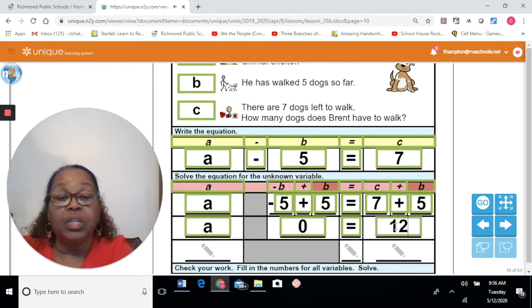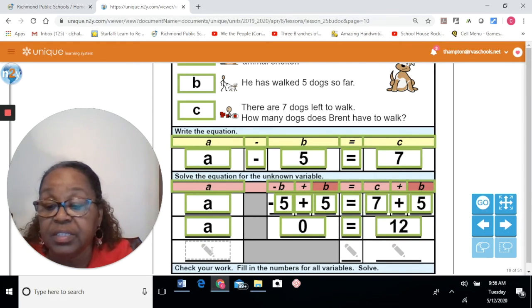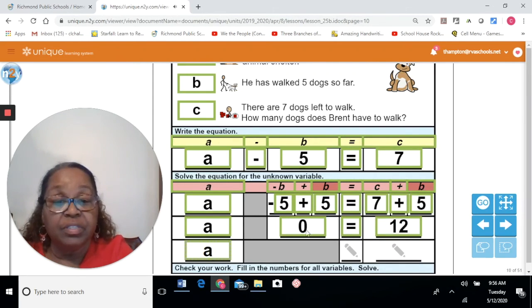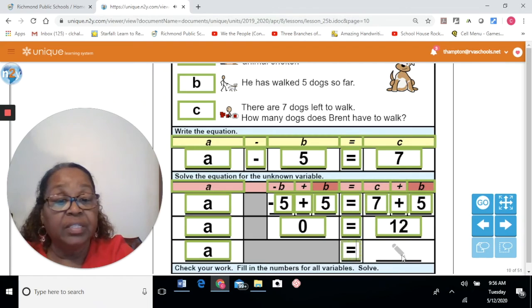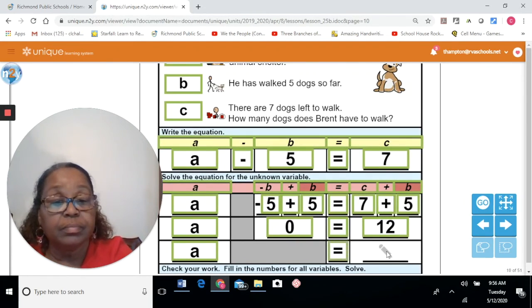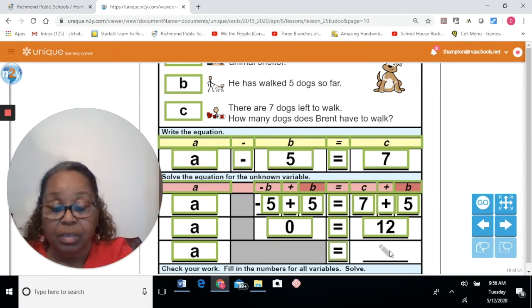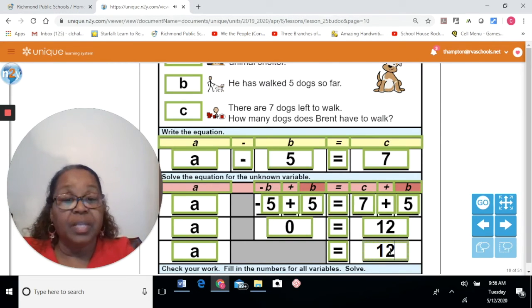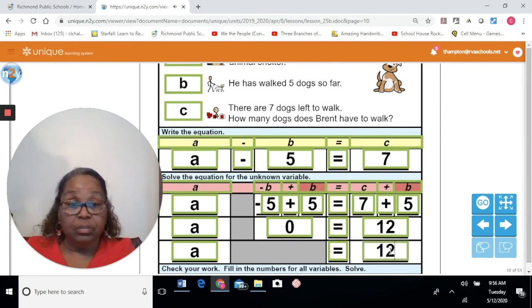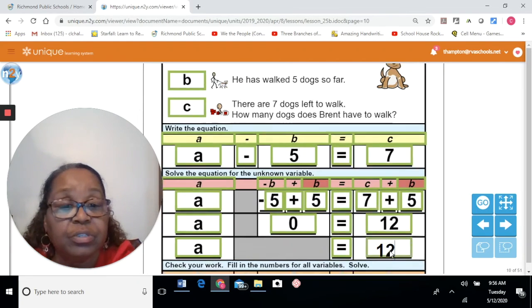Okay, so let's bring it down. Let's reduce it even more. What we have over here, what is left is A. This is 0, so I'm not going to use it. A equals 12. Excellent. Now, are we finished? No, we have some more to do.